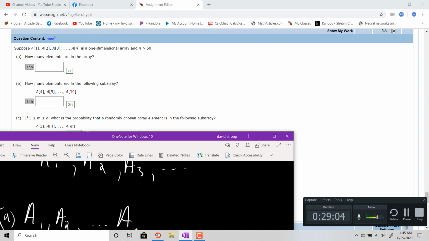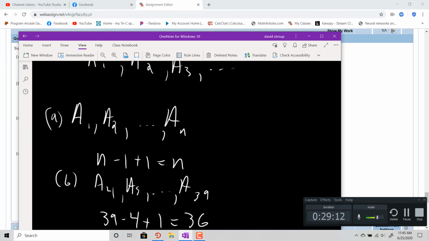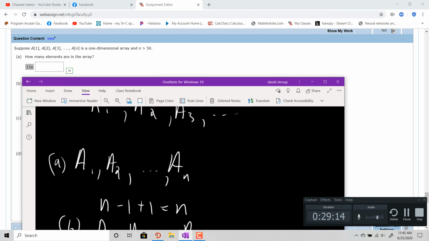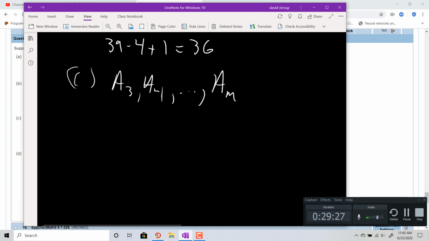Okay, so we have 3, 4, all the way up to m. And then we need the probability that a randomly chosen element is in that sequence. Okay, so part C, our array A3, A4, all the way up to A sub m. So first we need the event space and divide that by the number of things in the sample space. So the number of things in the event space, how many elements basically are there? So that would be m minus 3 plus 1, okay, which is m minus 2.